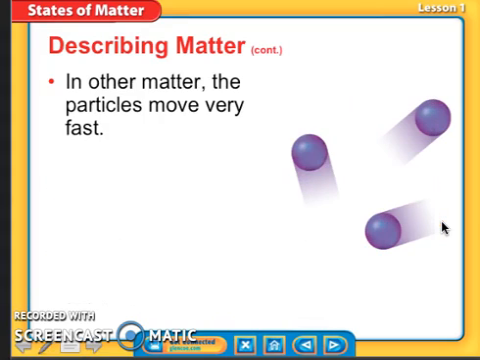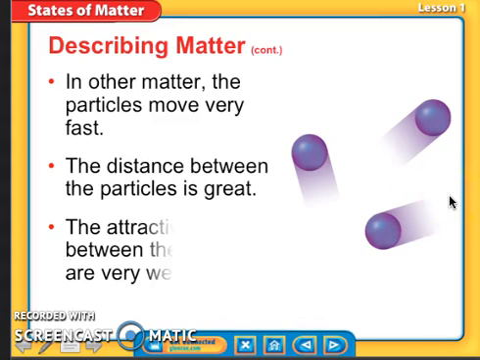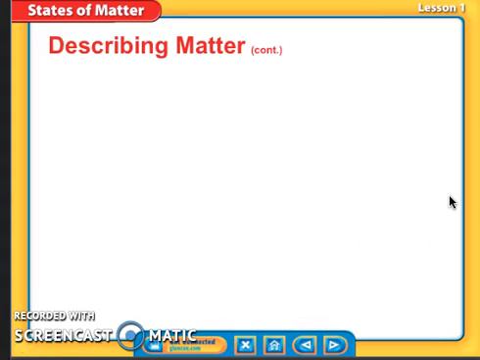Finally, in other matter, the particles move very fast. Okay, so you see these purple little balls flying around. They have a little shadow behind them. That's because the distance is great between them, and their attractive force is very weak. Okay, so they're able to move a lot more freely than the first picture you saw.